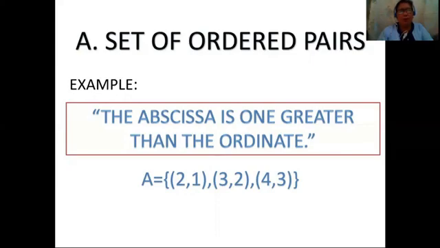Consider the first ordered pair. The abscissa is 2. The ordinate is 1. And 2 is 1 greater than 1. Look at the second ordered pair. The abscissa is 3 and the ordinate is 2. So 3 is 1 greater than 2. And the third ordered pair, we have 4 and 3. 4 is the abscissa, which is 1 greater than the ordinate 3.